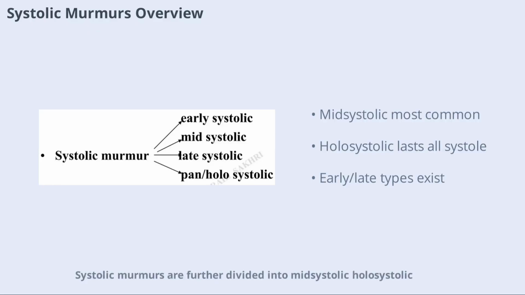Systolic murmurs are further divided into mid-systolic, holosystolic, early systolic, and late systolic types. Mid-systolic murmurs are the most common and can be either pathological or innocent. Holosystolic murmurs last throughout systole, while early and late systolic murmurs occur at the beginning or end of systole, respectively.